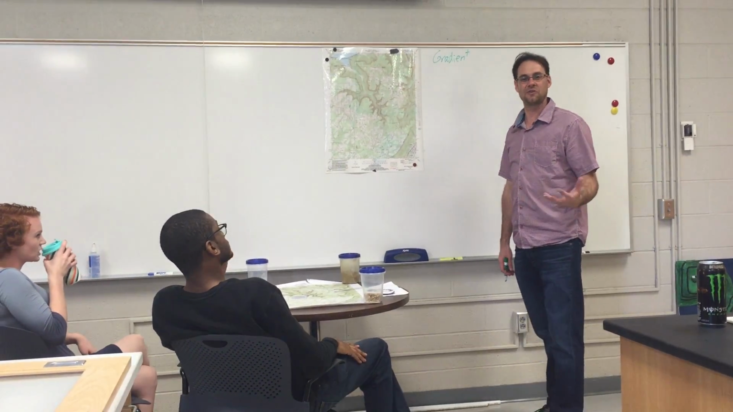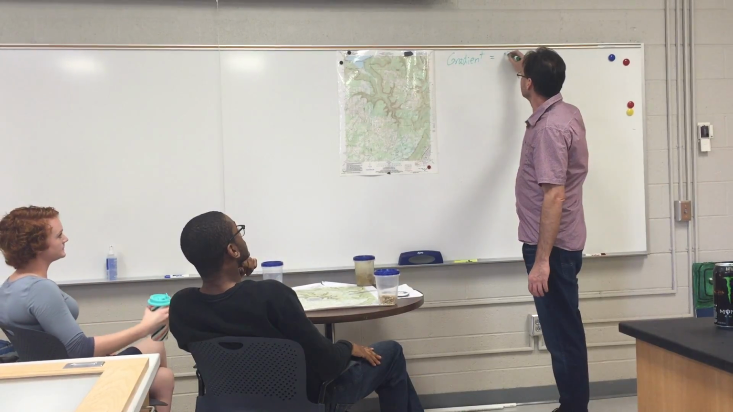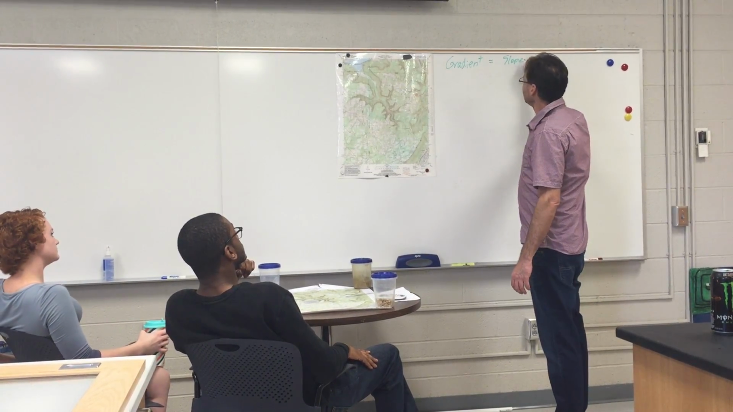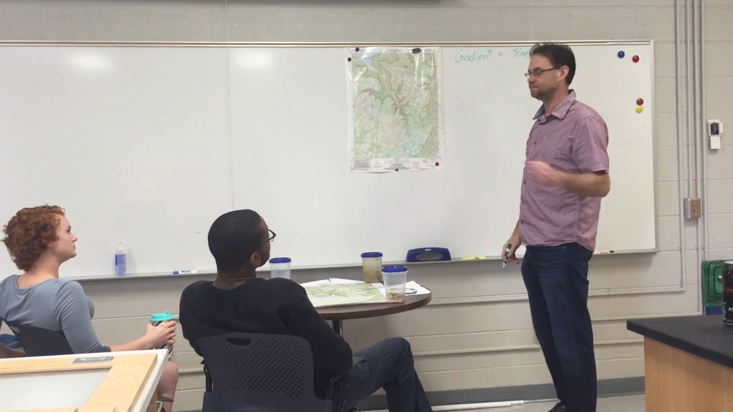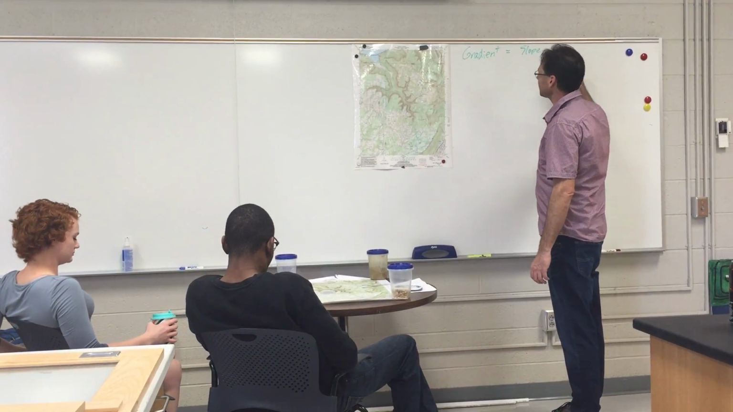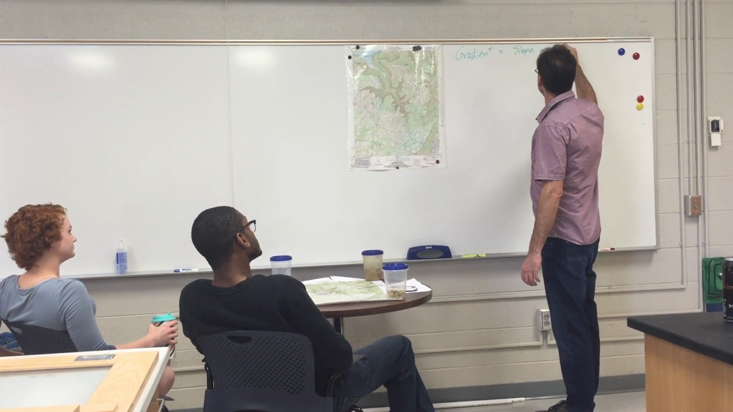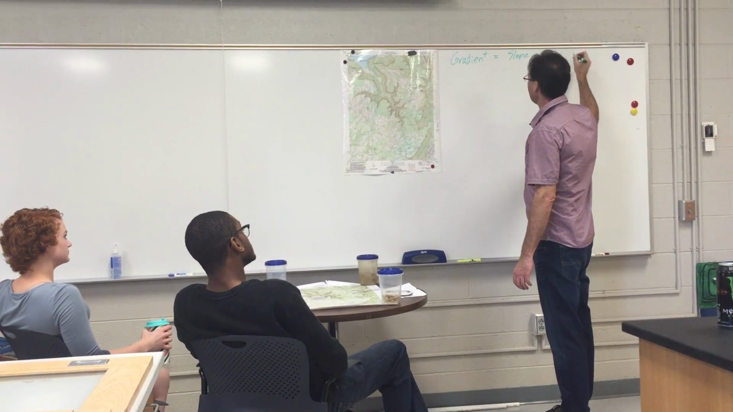Okay, so now we're going to go over gradient. And gradient, again, is the same thing as grade. It is the slope of the land, but instead of being expressed as a percent, it's expressed as two different units. So what I am going to ask is to find the gradient in feet per mile.